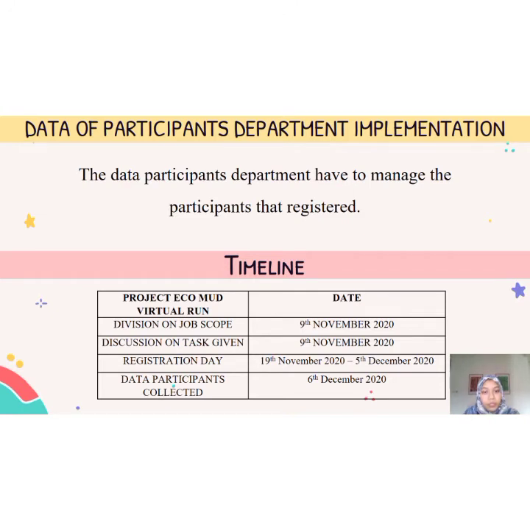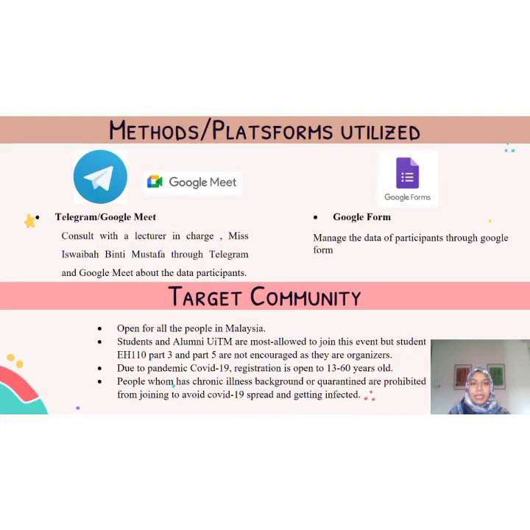For the division of jobs, the code and discussion on the task were given on the 9th of November 2020, and the registration period started on the 19th of November 2020 until the 5th of December 2020. The participant data was collected on the 6th of December 2020. For the platforms utilized in this program, we used Telegram and Google Meet to consult with the lecturer in charge, Ms. Iswaiba binti Mustafa, about the participant data. We also used Google Form to manage the participant data.